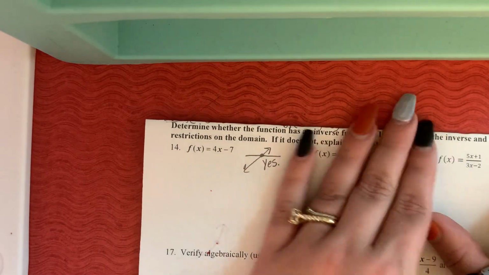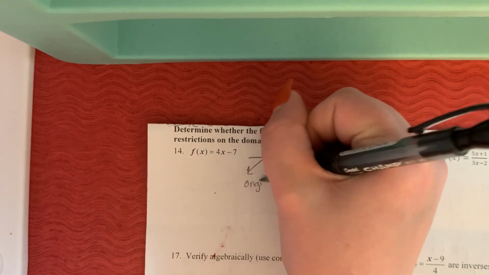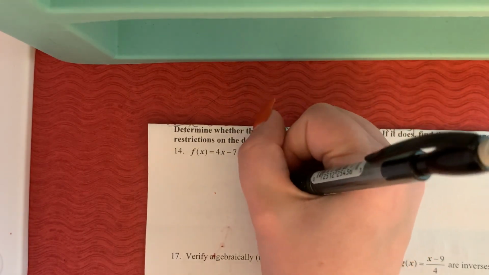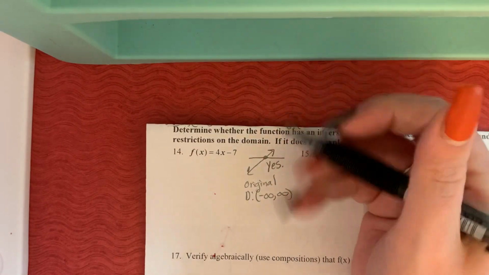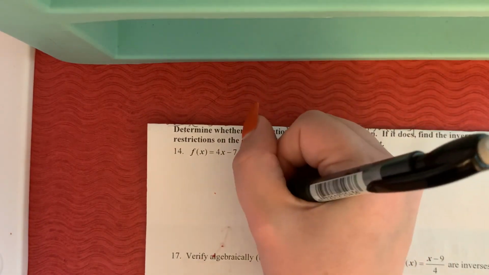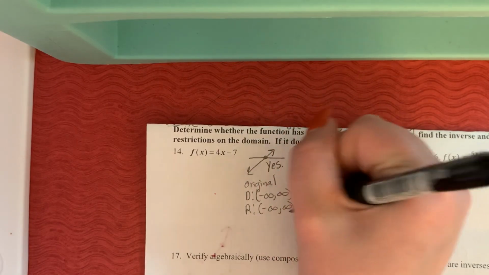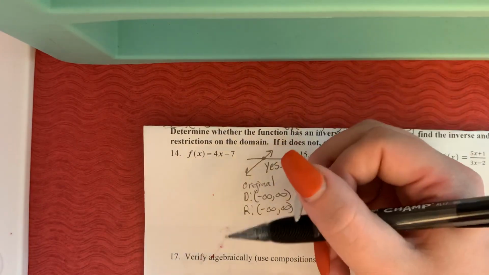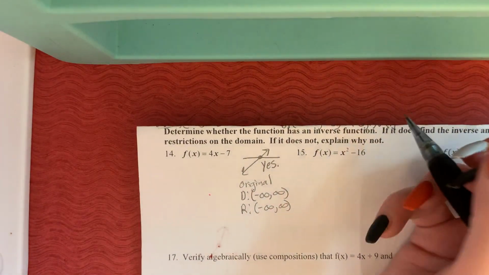So I'm going to state my original domain and range. So for my original domain, I can plug anything into that function, right? Because it's linear. I can plug in any x value, and I'll get out any y value. Right? And again, we know that because it's linear, and because there's no denominators, no radicals, nothing like that.